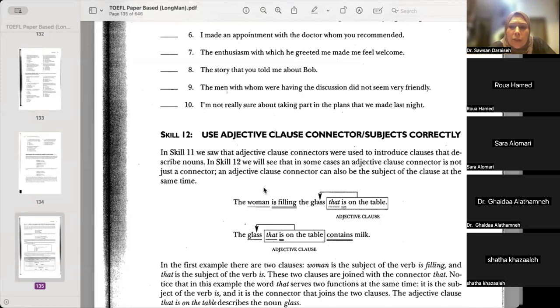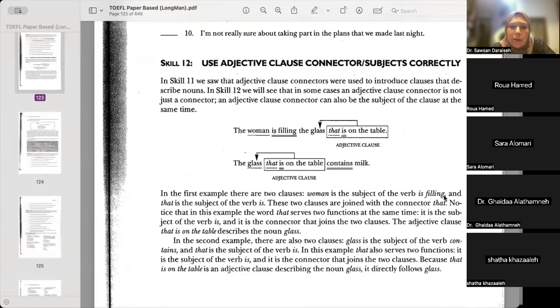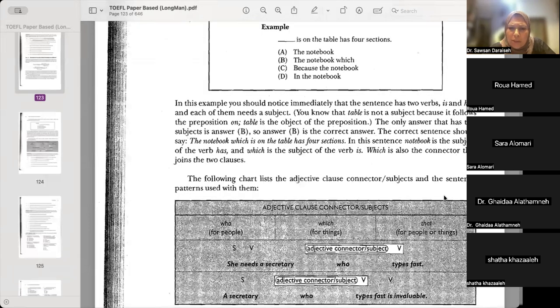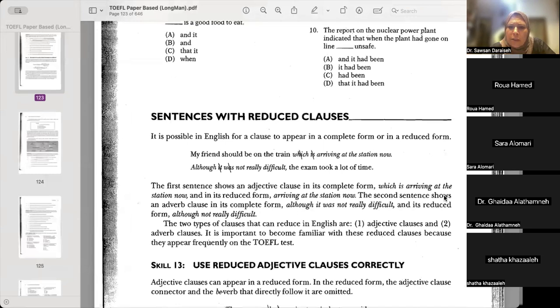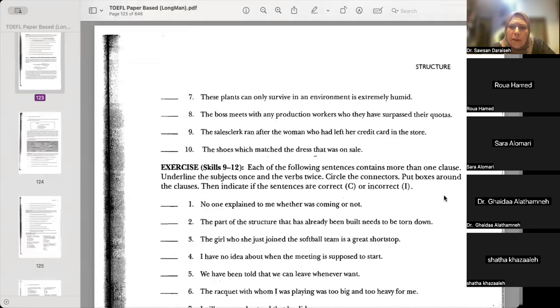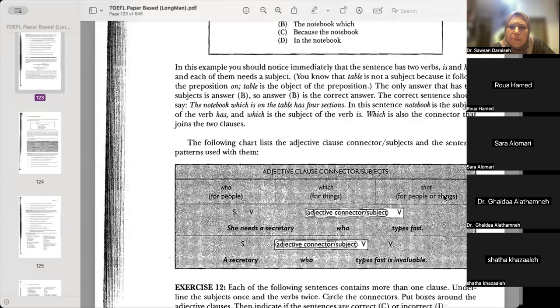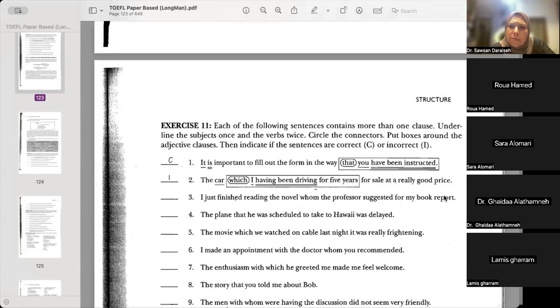Anyway, today we are going to talk about adjective clause connector subjects. We talked about this. I'm sorry. I think we're going to move on to 13. Isn't that true? Isn't this what we're going to do? We're going to do 13 now, which is this. Oh, I'm sorry. We didn't do that one, right? Did we do it? Did we do 12, guys? I think no. Okay.